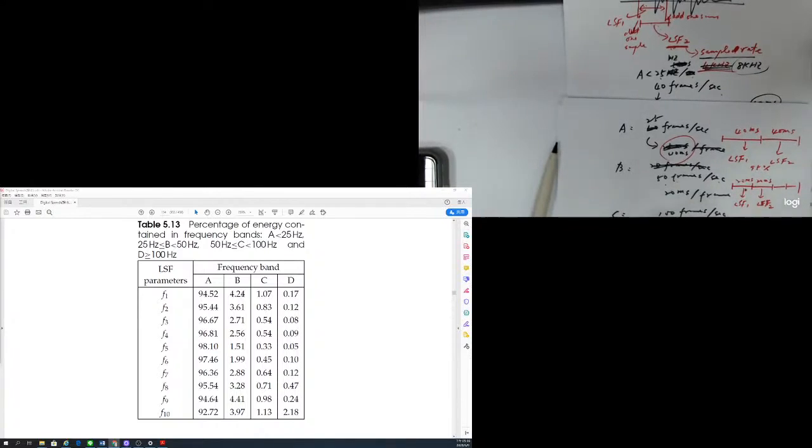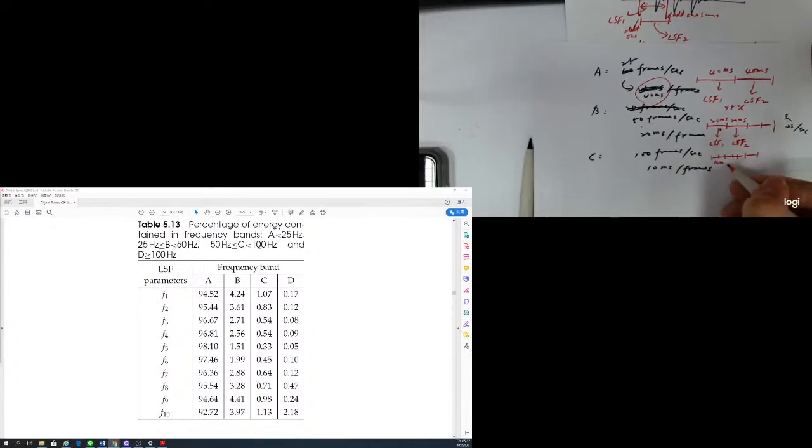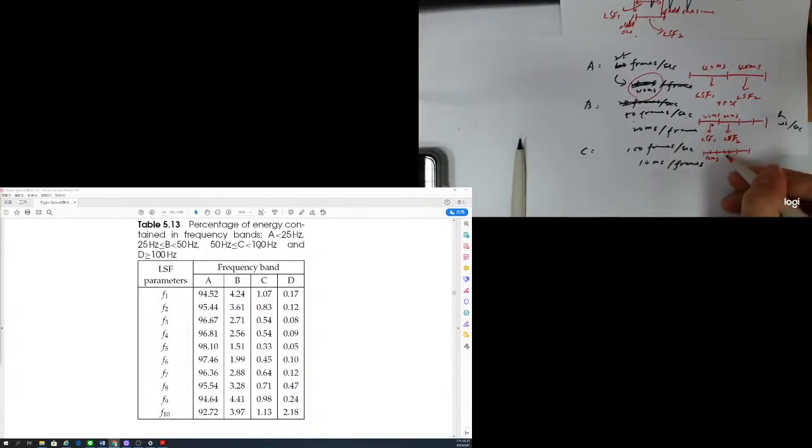If you go up to C, 100 hertz, your speech frame becomes smaller, 10 milliseconds. So each 10 milliseconds will get a line spectrum frequency. It looks like you cover the information variation, so in your time information you can cover more energy.